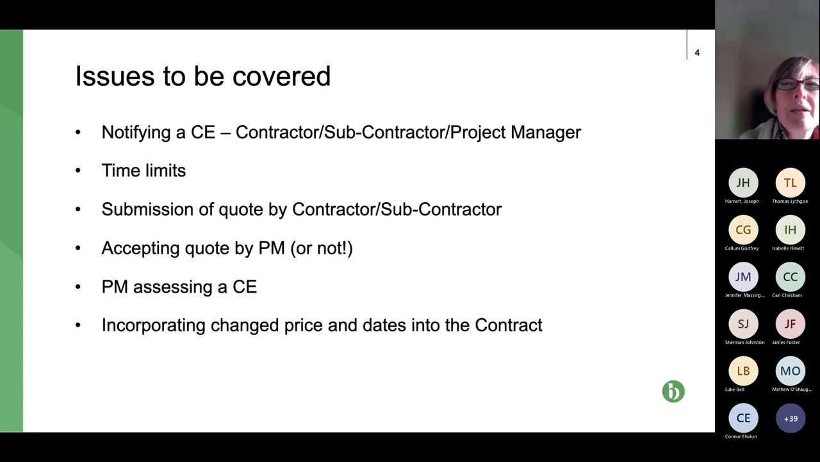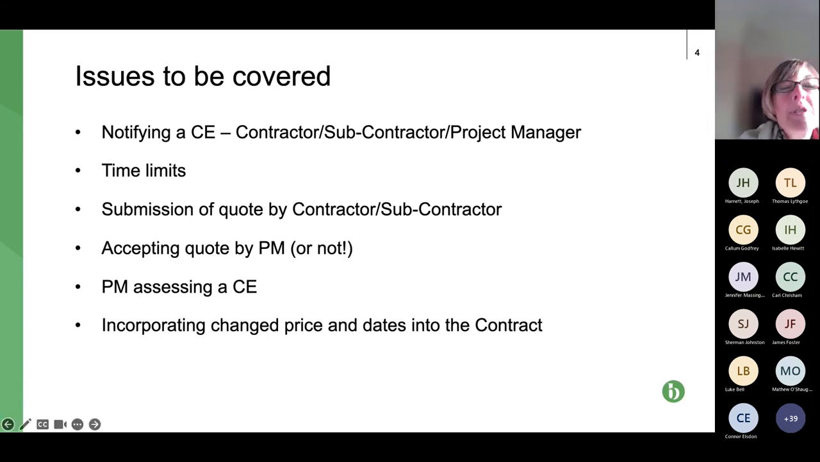So we're going to be looking at notifying a compensation event, why that's important, who needs to do it and when. So the time limits. We're looking at submitting the quote by contractor or a subcontractor in a subcontract. And please be aware, if you are a subcontractor, when I'm talking about contractors, I'm talking about you as well. So also, if you're a contractor who's subcontracting, then you've got two hats on here really, because you're going to be applying for payment in your contract, but also you're going to be effectively the project manager role within your subcontracts.